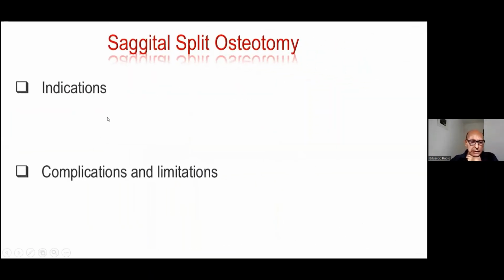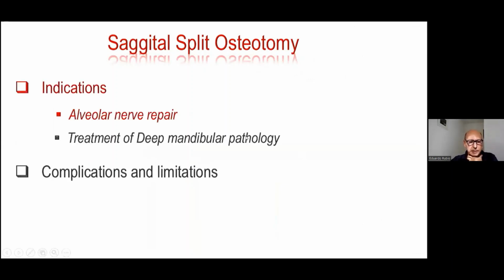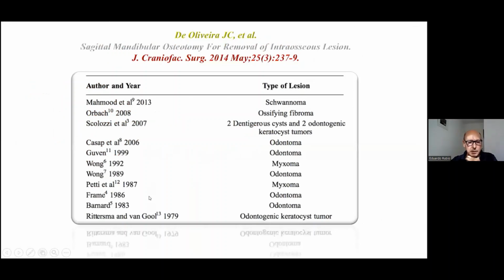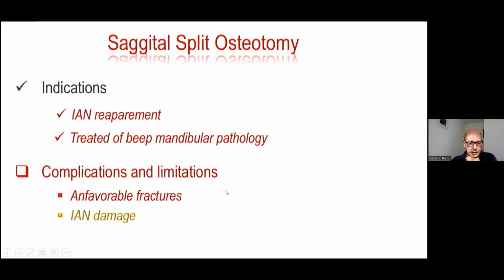So we find indications, but as always, we have complications and limitations. It's a good technique for repairing the inferior alveolar nerve if you have to do it by microsurgery, or to treat deep pathology of the mandible. Several authors have published different kinds of pathology treated by this technique. Which are the most common complications?